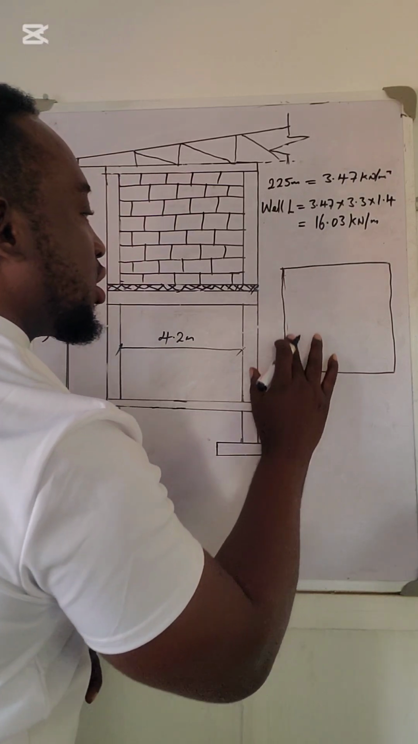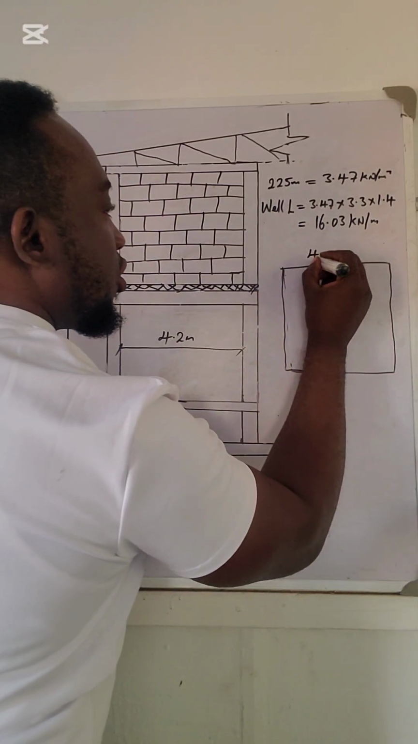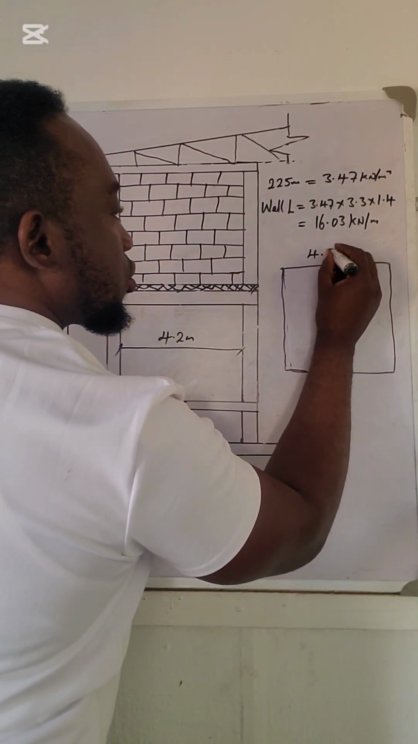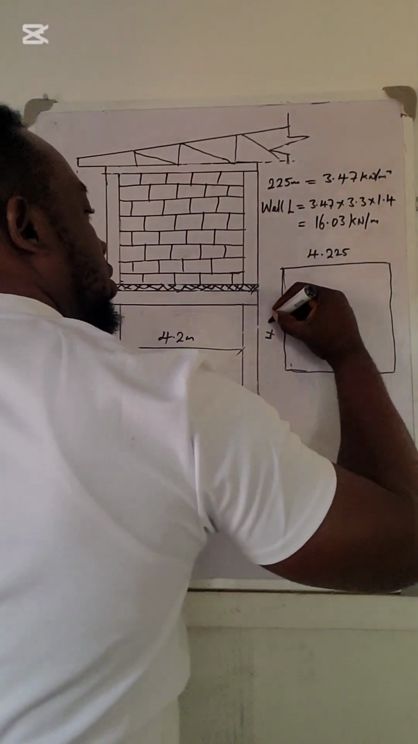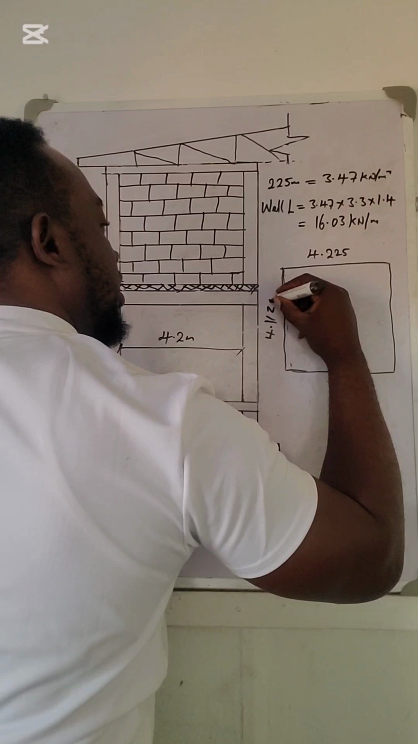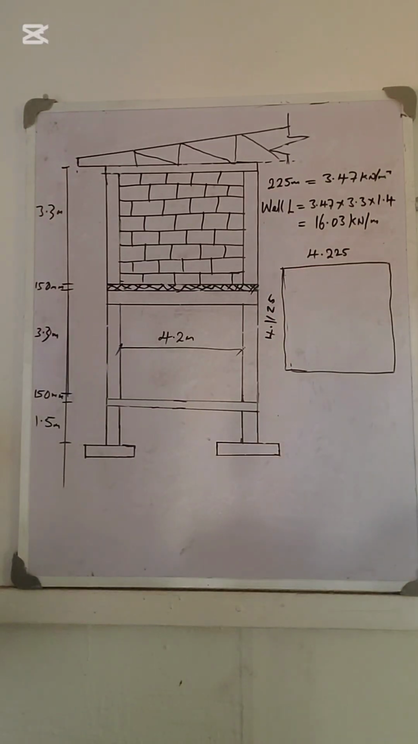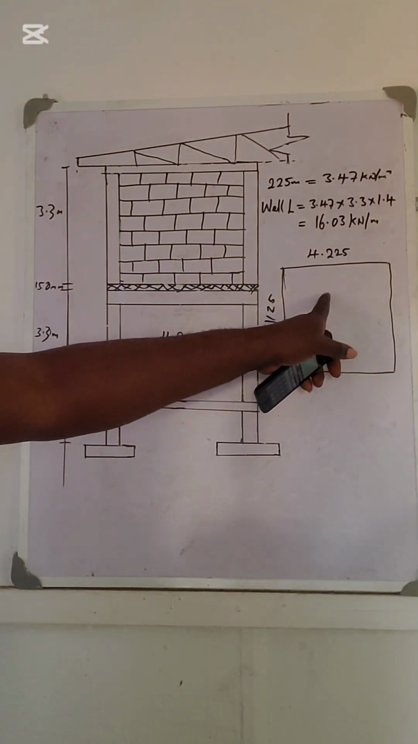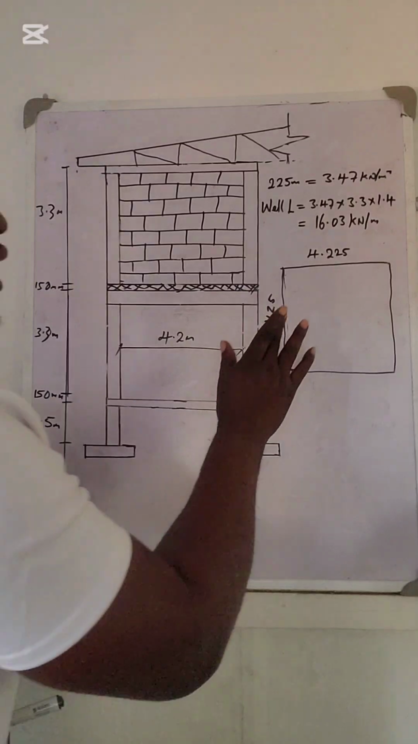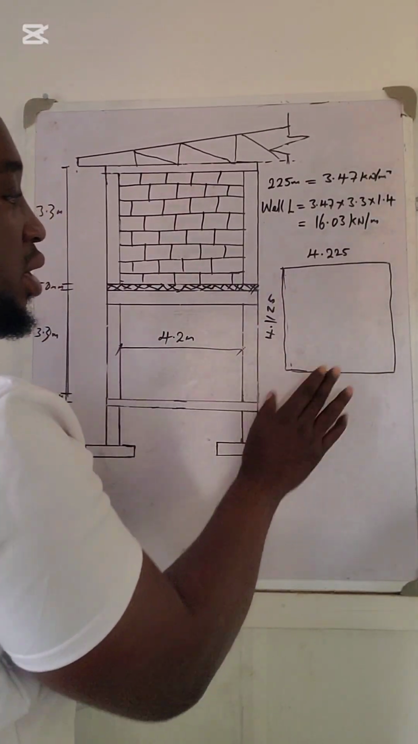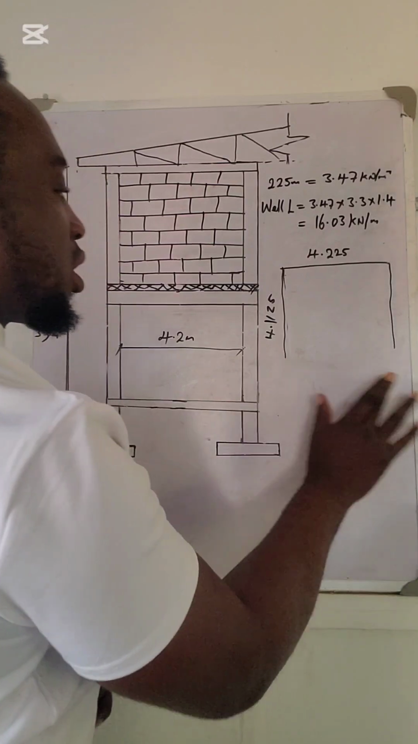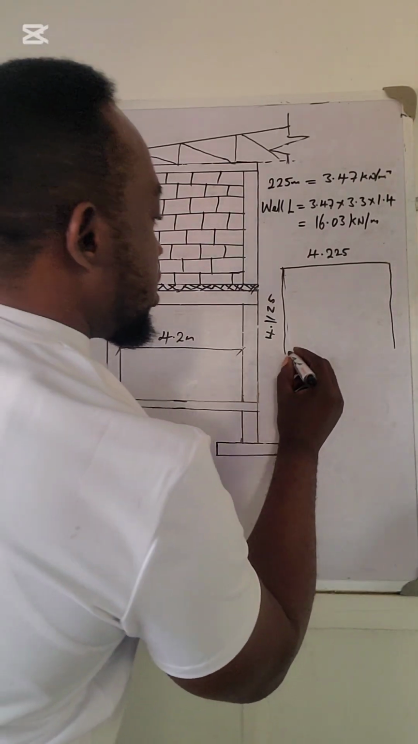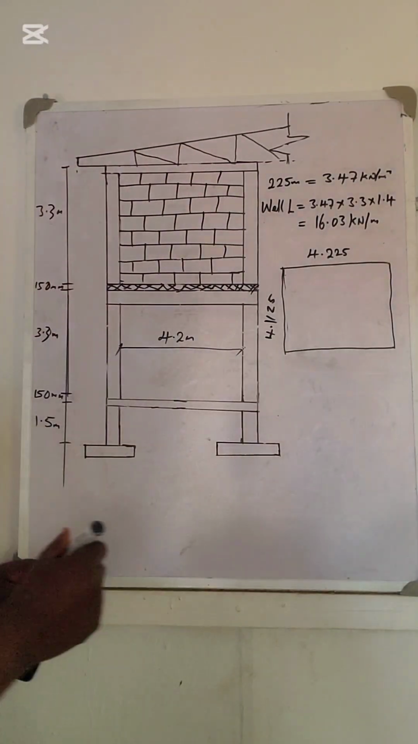From what we have been designing all along, we have 4.225 here, then we have 4.1125 here. This is a rectangular section. This is the LX, this is the LY, while this one is the LS. Let me represent it very well to make this other side shorter. Now it's like this.